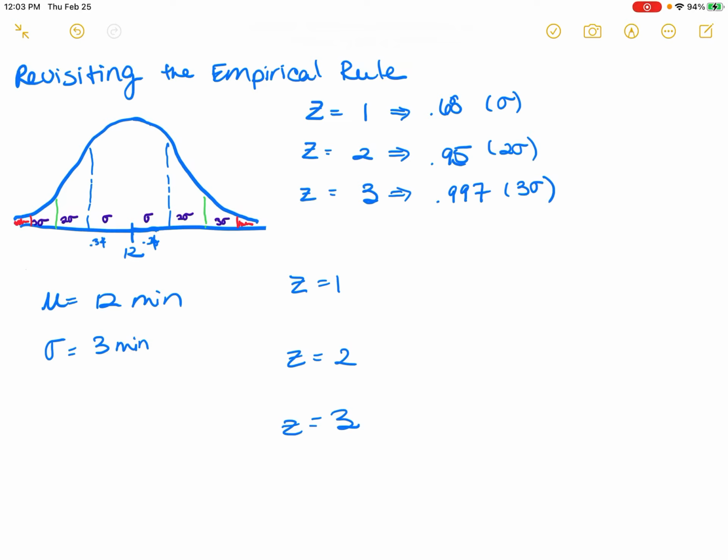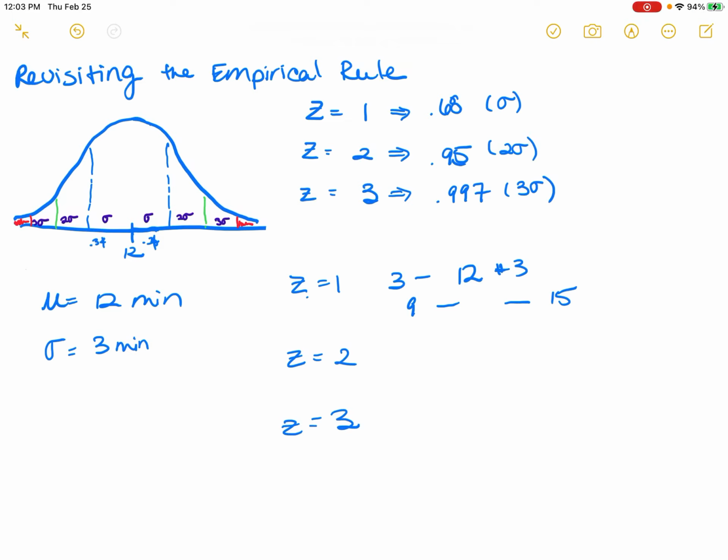We also know that if the mean is 12, then within one standard deviation, it's going to be plus 3 on one side and subtract 3 on the other side. So we're going to add 3. Within one standard deviation of the mean, we're going to have between 9 and 15 minutes.